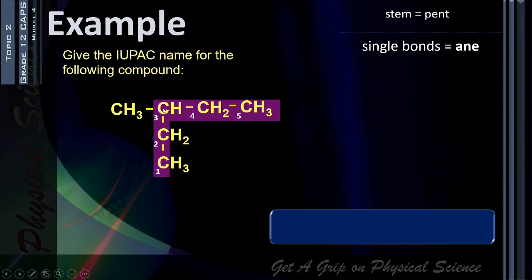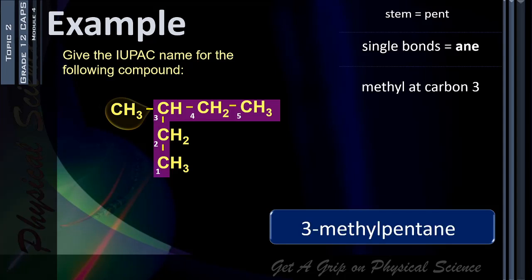So it doesn't matter. The alkyl group is a methyl, and this methyl is on carbon number 3. So the name for this molecule is then 3-methyl pentane. A hyphen to separate the number from the letter, and one word.